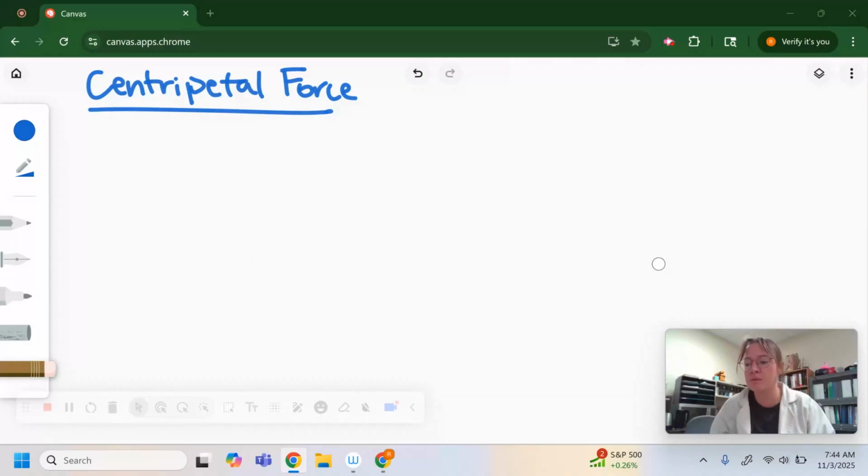I'll say that definition one more time. Centripetal force is any force that causes an object to go in a circle. A centripetal force could be really any type of force. For this rubber stopper, it's the string. The tension in the string is acting as a centripetal force to pull it in a circle.